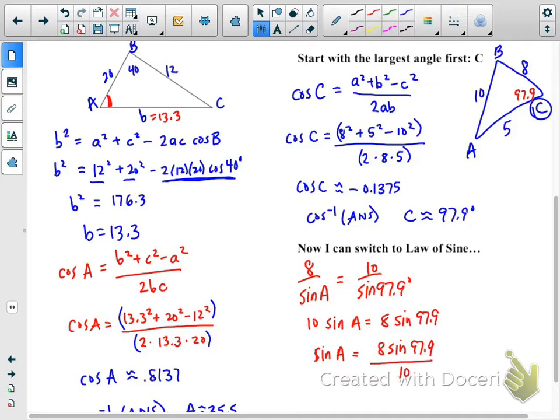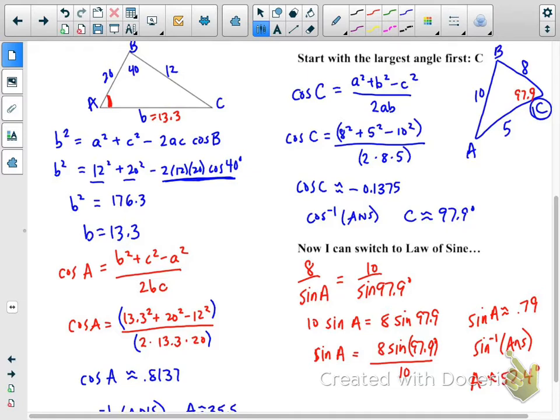Okay, we put that in the calculator. Remember, make sure you close the parentheses on that. I get the sine of A is approximately 0.79. Again, don't round that though. The inverse sine of answer gives me that A is approximately 52.4.